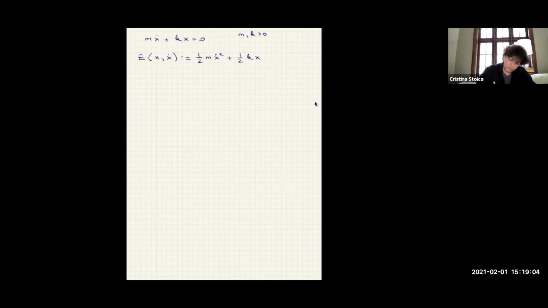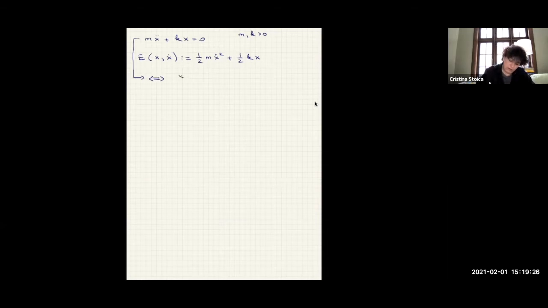And now I will prove to you, miraculously, that the energy is conserved along any solution of this system. First of all, I'm going to write this equivalently as a system of 2 ordinary ODEs.